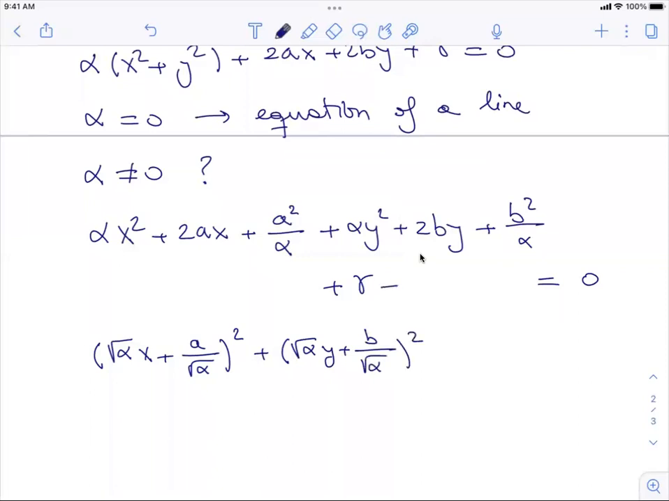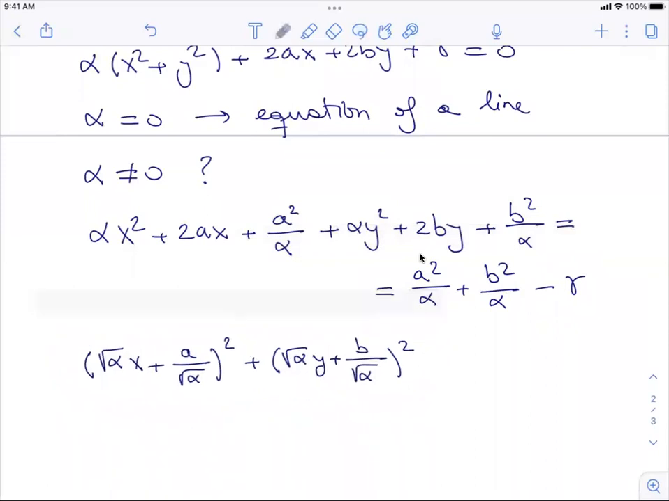And then because I added things, I need to subtract them, so minus b squared over alpha. And just for convenience, I'm going to send everything to the other side, and this is equal to a squared plus b squared over alpha minus gamma. Now, let me complete here. This is a squared plus b squared over alpha minus gamma.